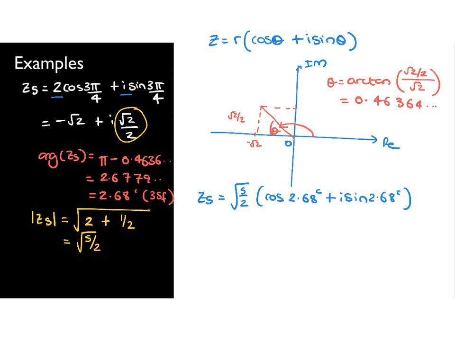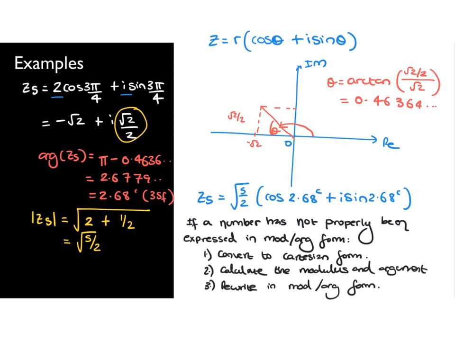So remember, if you are trying to find the modulus and argument of a number that hasn't quite been written correctly in modulus argument form, convert to Cartesian form, sketch the diagram, recalculate the modulus and the argument, and then put it back together in modulus argument form properly. So that's a quick summary of what we've just looked at in the last few examples.